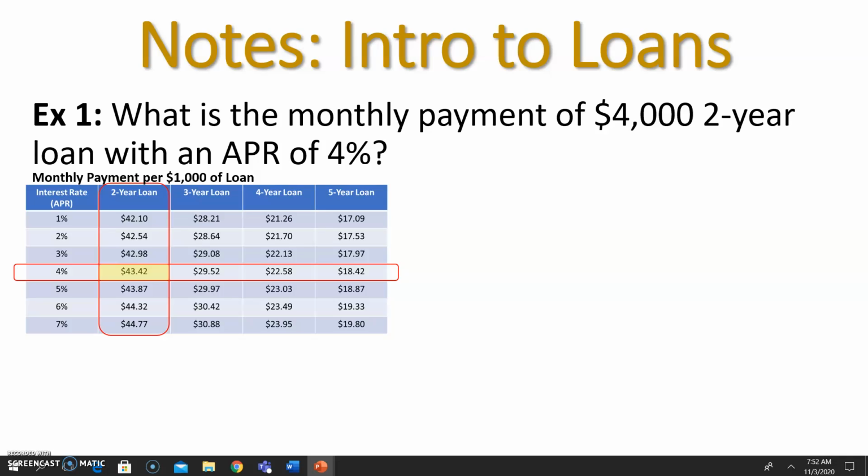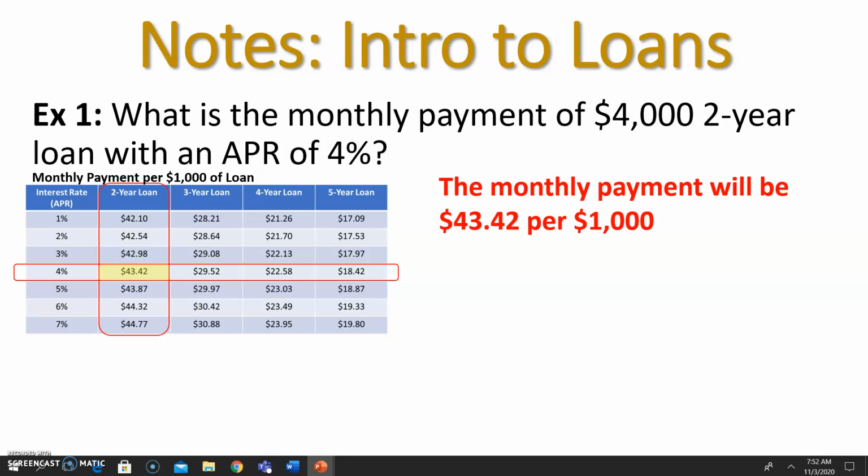So we can see here that we'll be paying $43.42 for every $1,000 of the loan. Now, we know we borrowed $4,000, meaning we have 4 1,000s. Therefore, we'll be paying $43.42 times 4, or equivalently $173.68 per month.